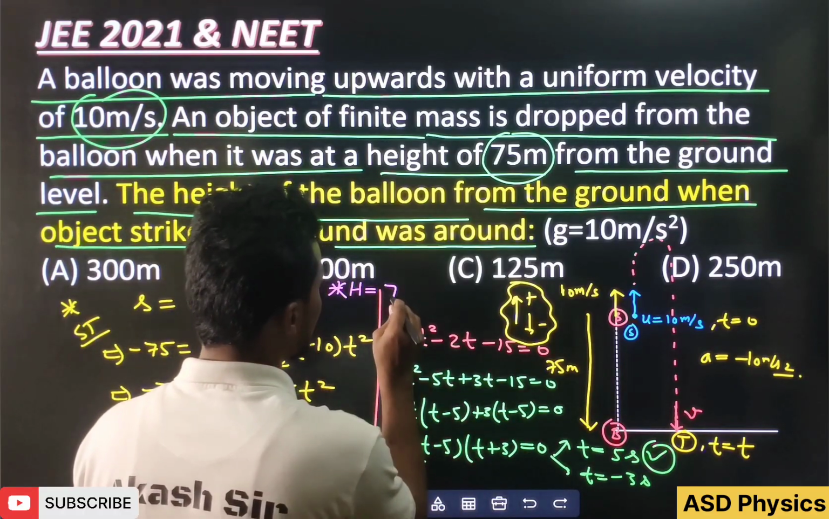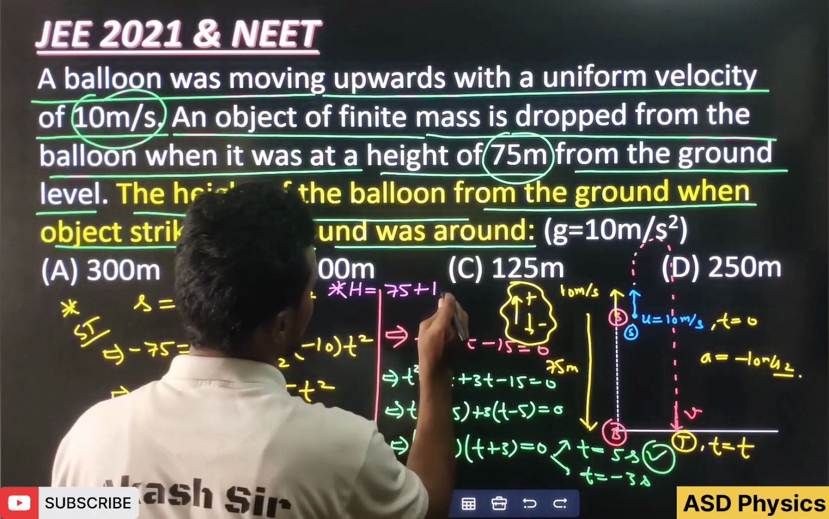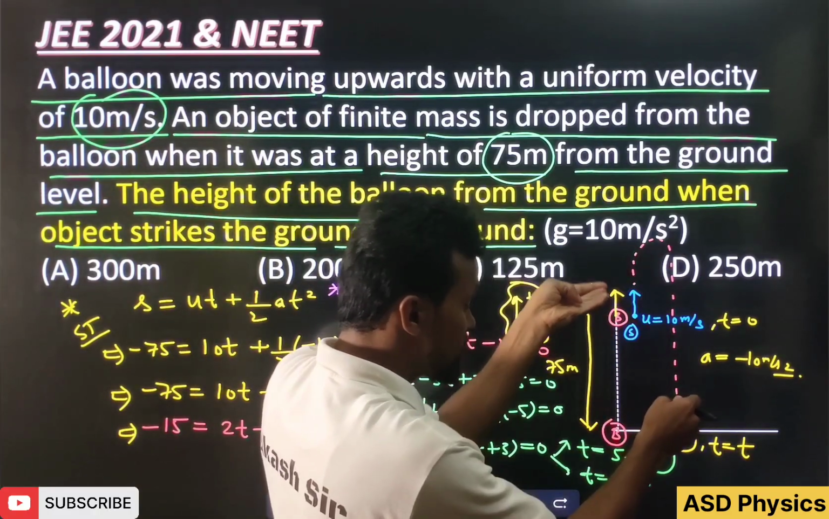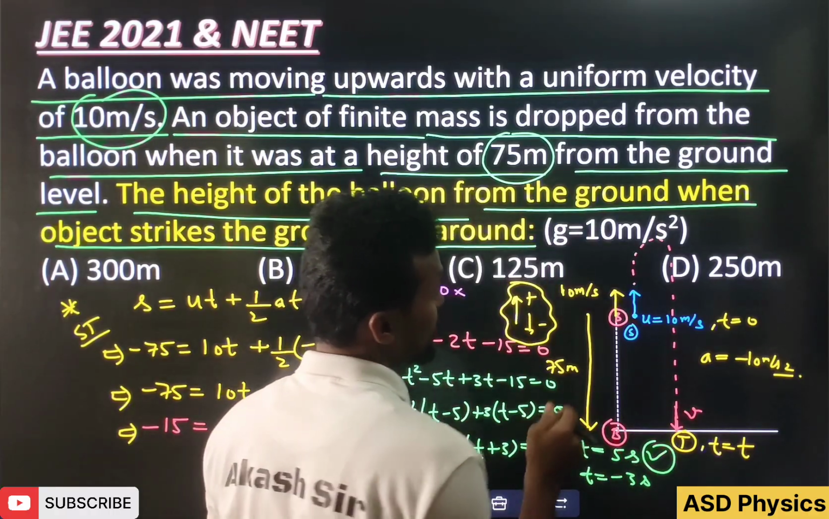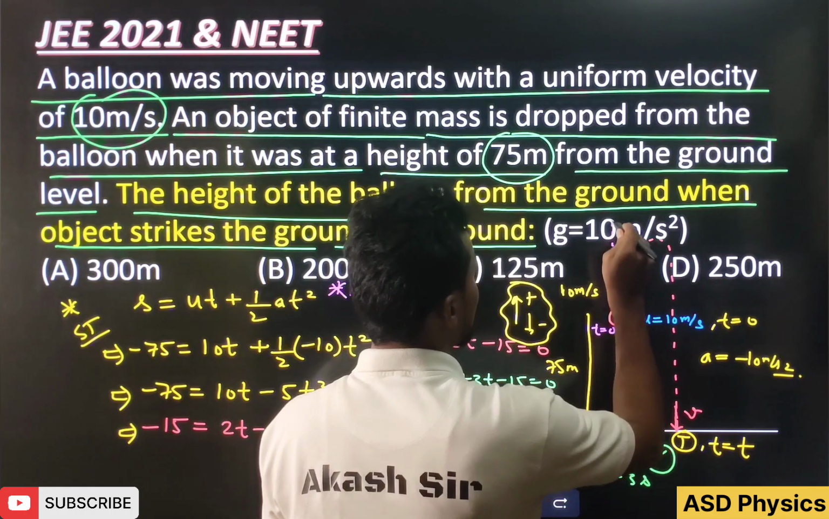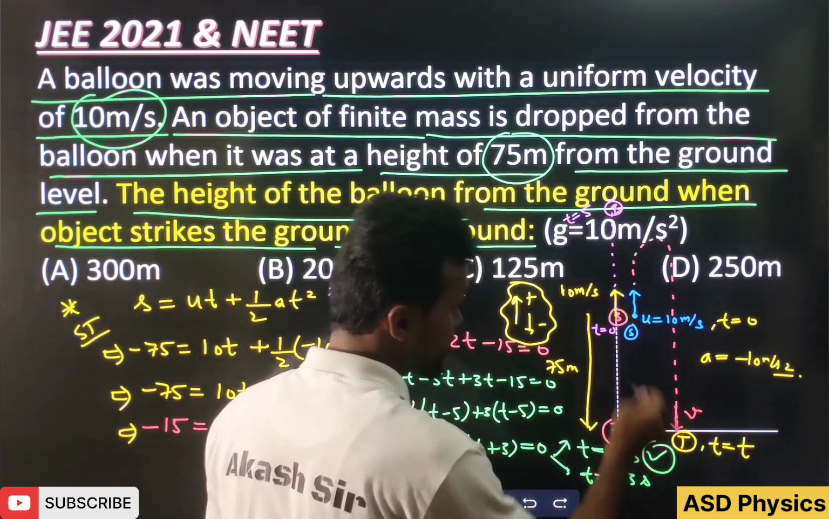This is the 75 going up, plus with how much velocity? 10. 75 is there. The stone is going down. The balloon keeps on going up. How much time here? Let's take here t equal to 0, and let's take here at t equal to 5. The balloon is somewhere here at t equal to 5. The stone is here. The balloon is up.